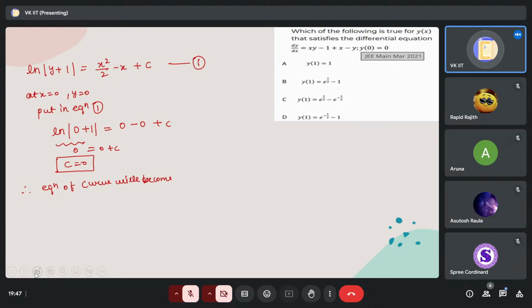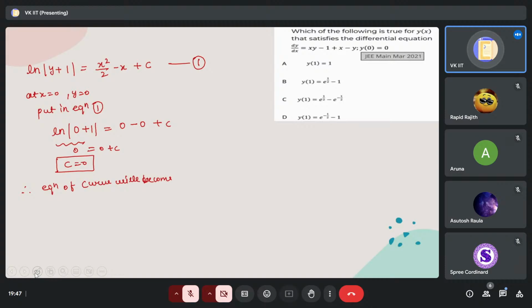Now they're asking, okay, I think we have to modify it then, right? We have to solve it further. Okay, let's see. So from here we can write mod y plus 1, ln will go to the right side. If you take the anti-log on both sides, it will become e to the power x square by 2 minus x.